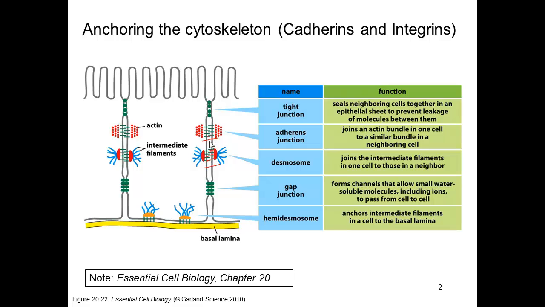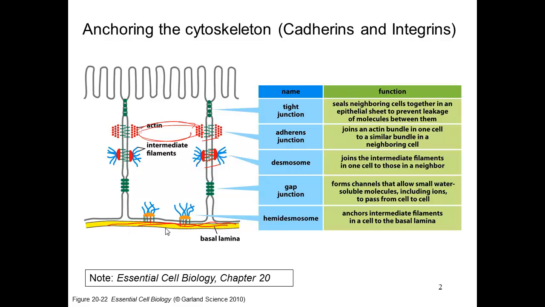We'll talk about how these interaction points interface with the cell's internal cytoskeletal elements: intermediate filaments connecting to the cadherins at the desmosome, and actin rings in cells interacting at adherens junctions. The integrin proteins that we're going to talk about are where the cells interact with the basal lamina, which is also called the basement membrane.